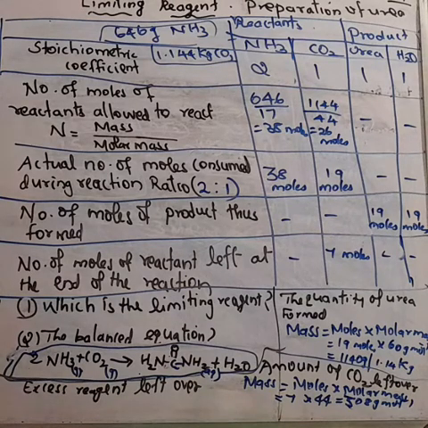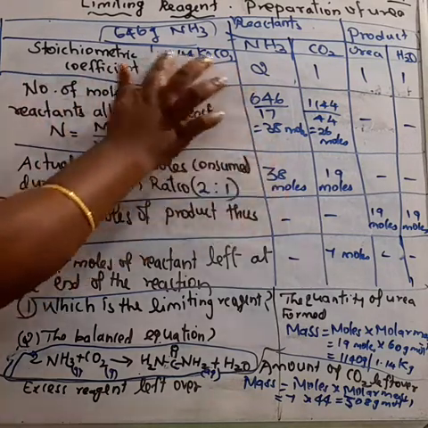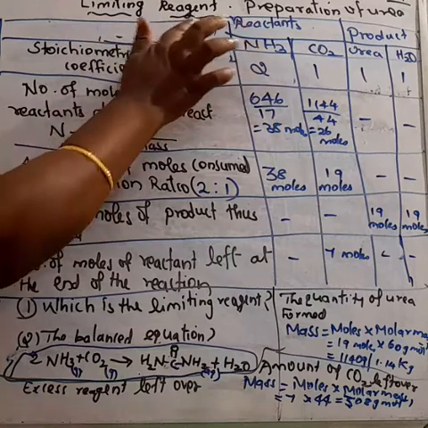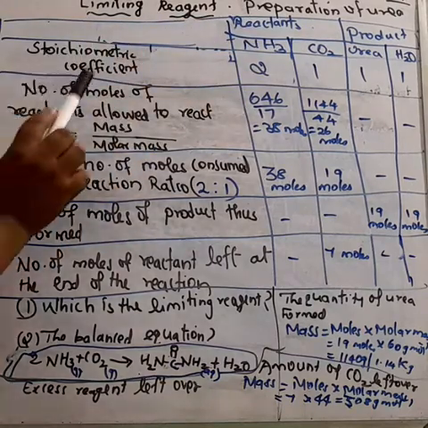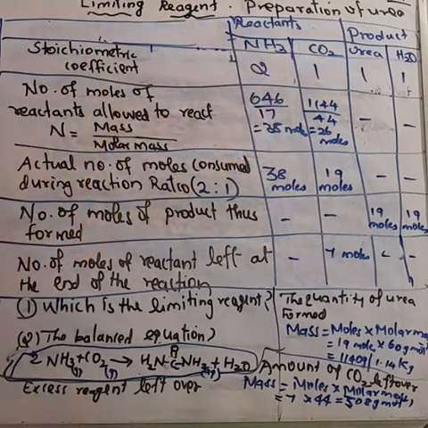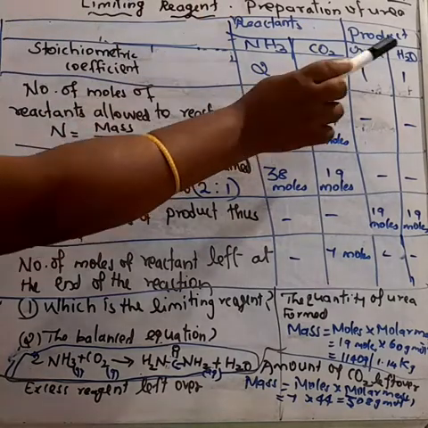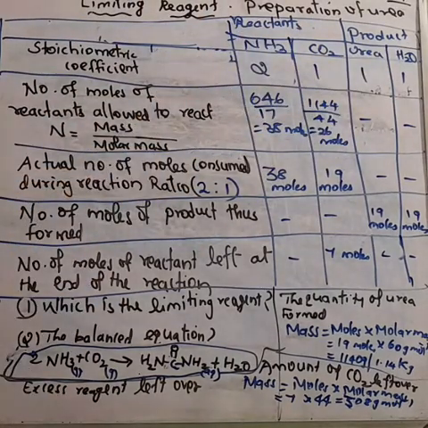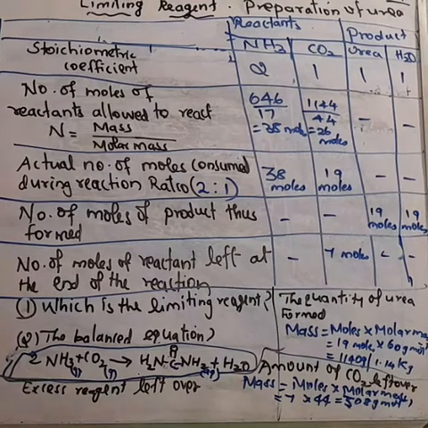So how can we calculate the quantity of excess reagent? We are using this tabular column. I can explain it clearly. First, put the reactants and products. What are the reactants? Here we are using ammonia and carbon dioxide. The products are urea and water. First, the stoichiometric coefficient, that is, the moles. Stoichiometric means a balanced chemical equation. So is this equation balanced or not?